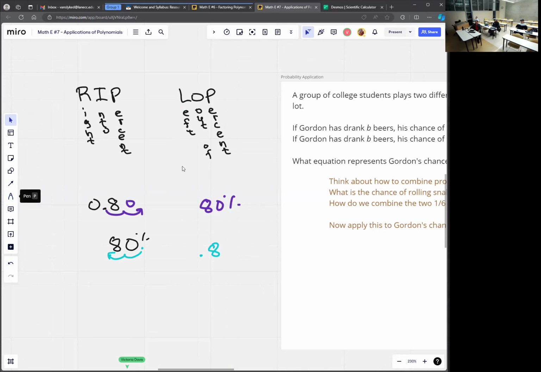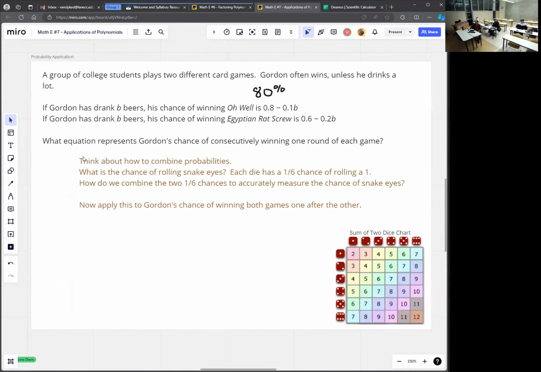Interesting. Okay, anyway, we're going into percent, so we went to the right. And 0.1B, that's 10% per beer. If he drinks one beer, he's 10% worse. If he drinks two beers, he's 20% worse, and so on. Are we okay with this?